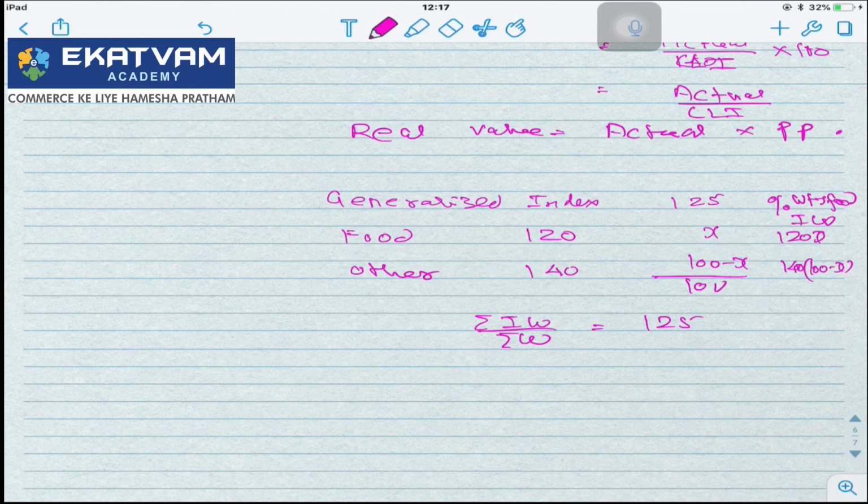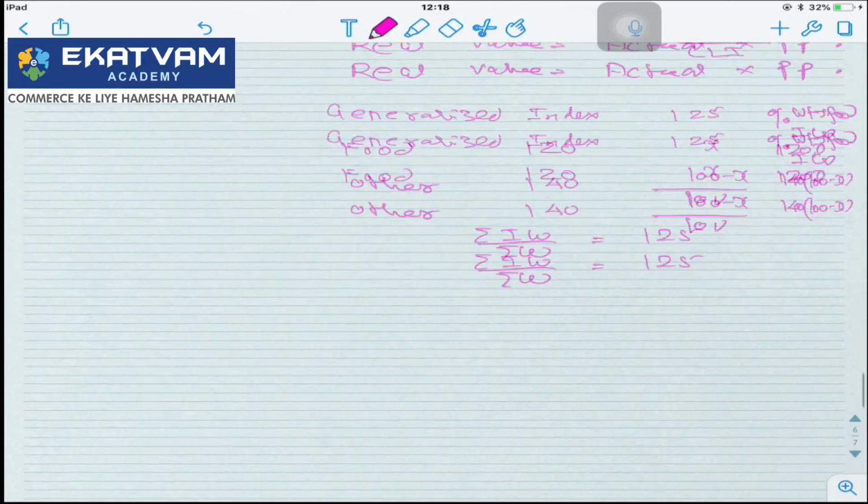Clear? This is a very typical question, a very classical question. But those theory notes are important. So tell me, purchasing power is the reciprocal of CLI. And the real or deflated value is actual value upon CLI, into 100 is always there. Is that clear?